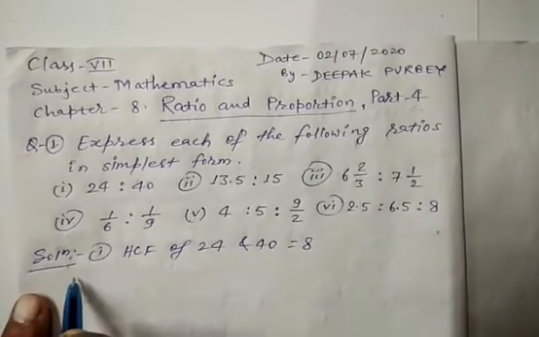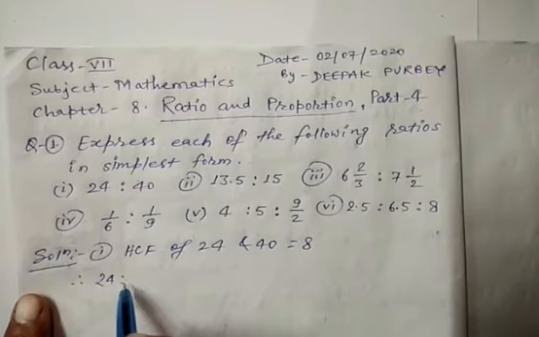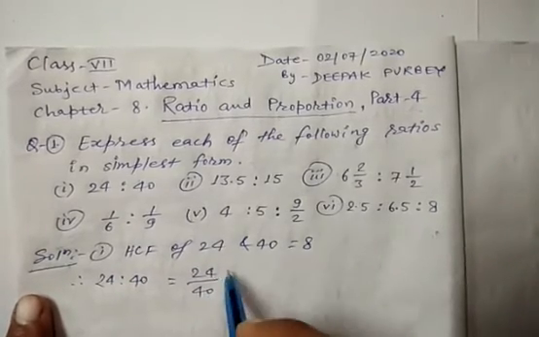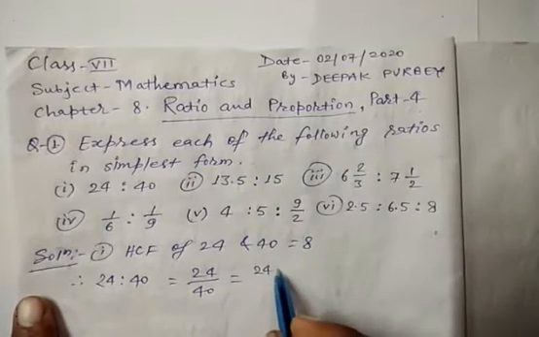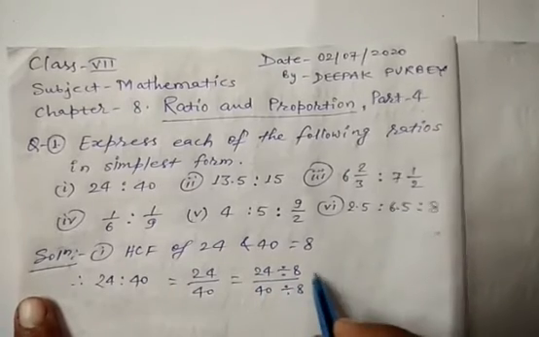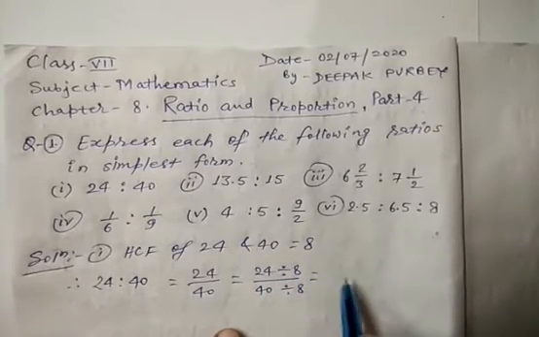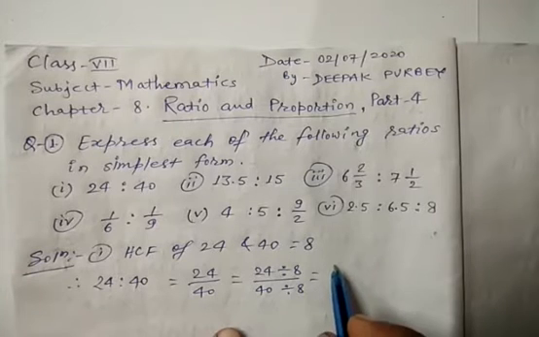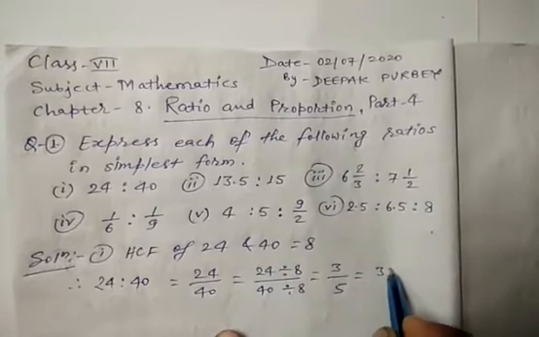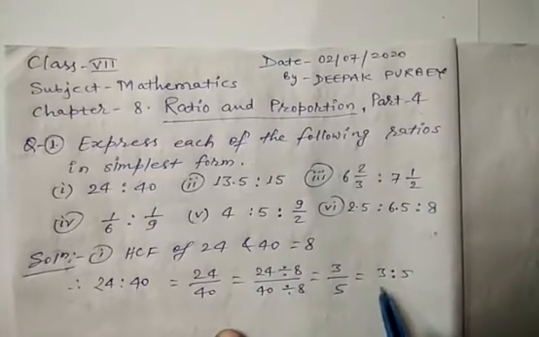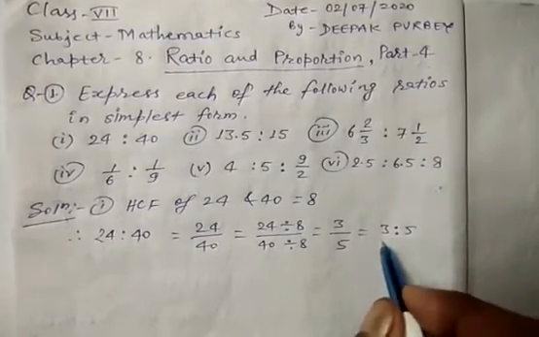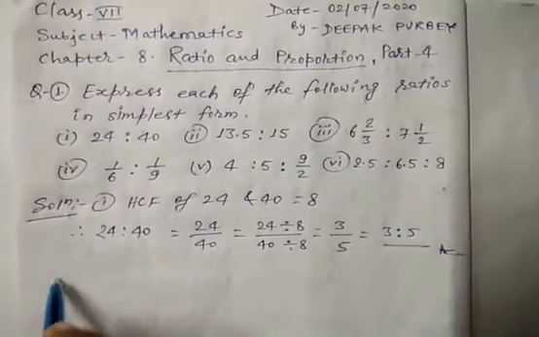Now 24 is to 40 is equal to 24 by 40, and this is equal to 24 divided by 8 and 40 divided by 8. After that this is equal to 3 by 5, and this can be written as 3 is to 5, which is the required ratio in the simplest form. Now second question.